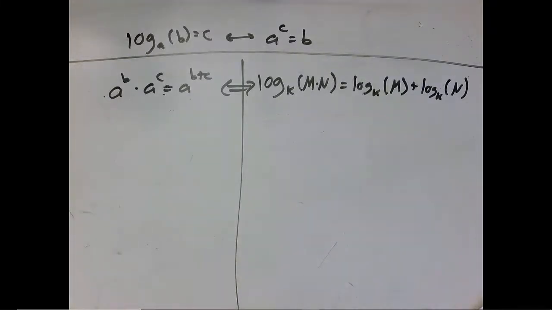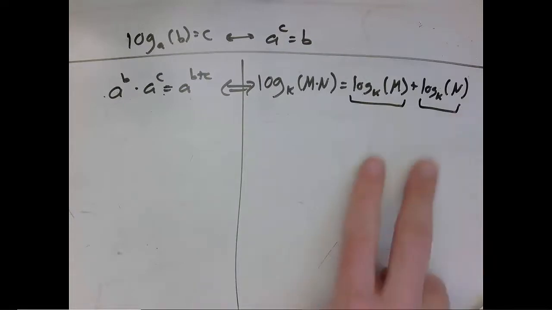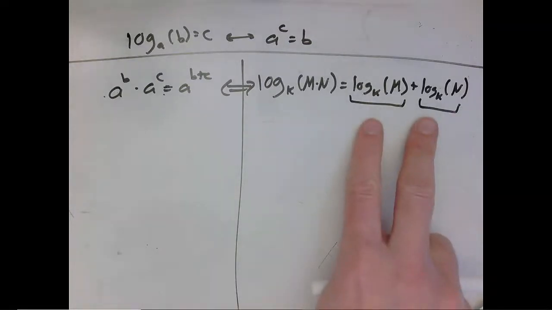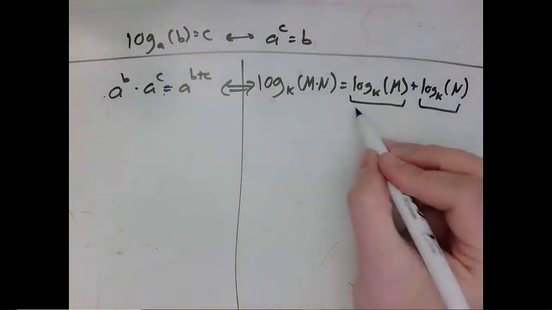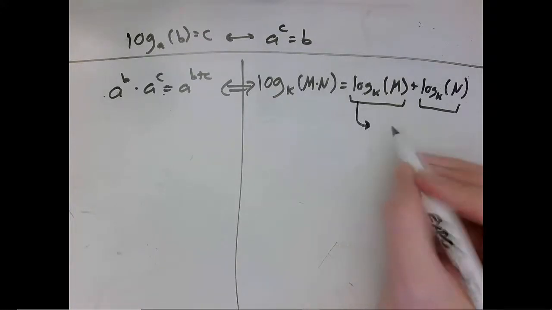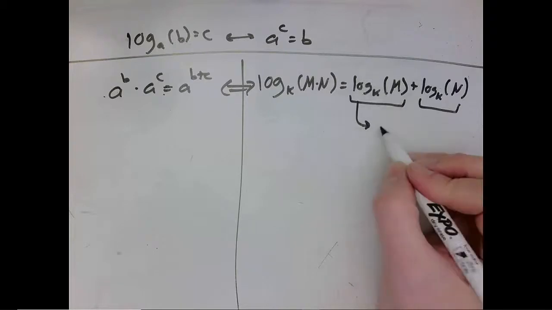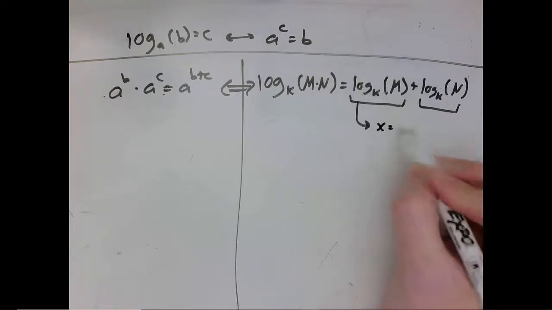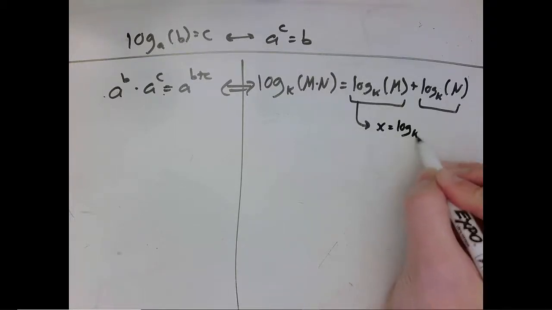So here's how the strategy works. Step one is I want to be able to turn these two terms separately into exponential terms. So I'm going to rewrite them. And this is sort of similar to the blob method. I'm going to name this term x. So x equals log base k of m.